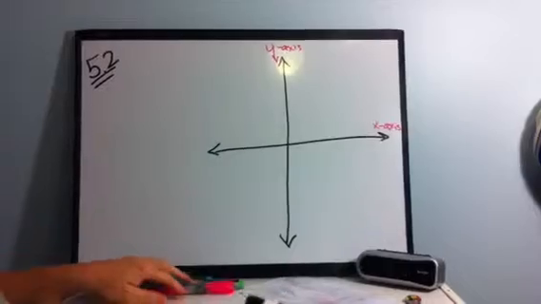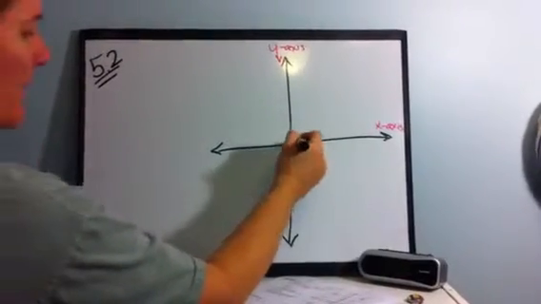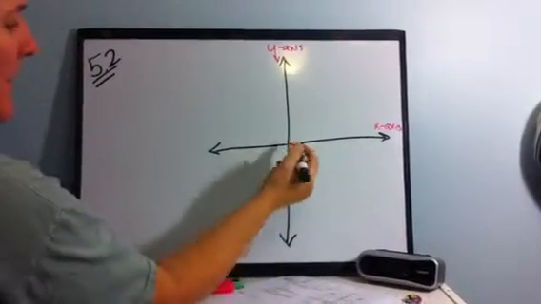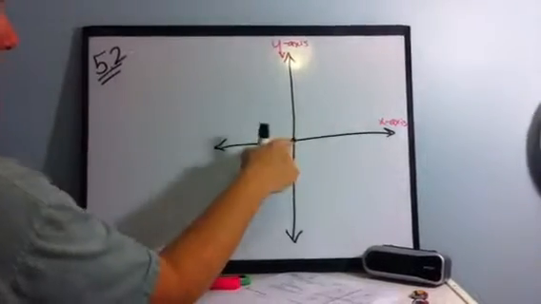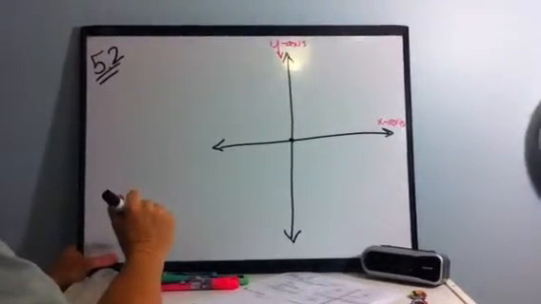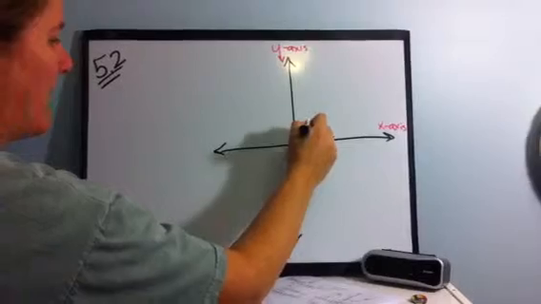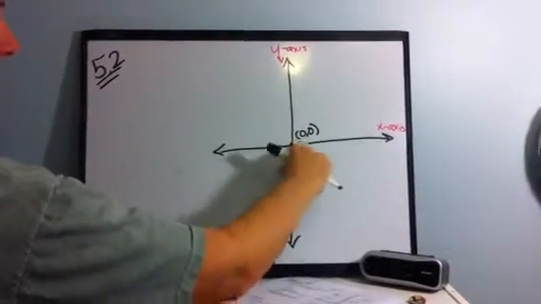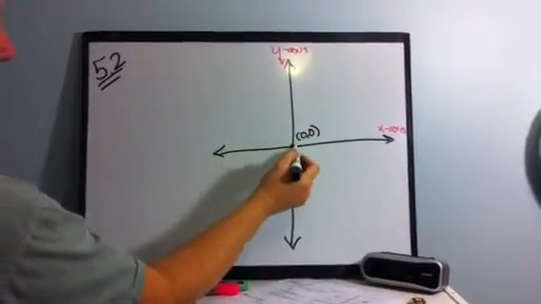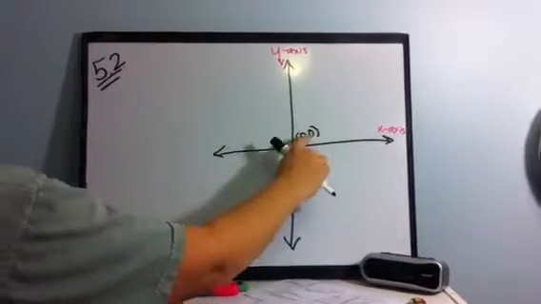Now, along your axis in your notes, the points are already numbered. I'm going to number them for us. The point right here where the x and y-axis meet is actually called the origin. And the ordered pair for that is 0, 0. It's 0 on my x and 0 on my y. So that ordered pair right there is 0, 0.